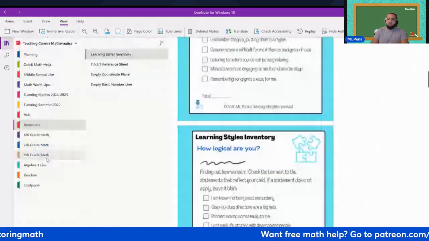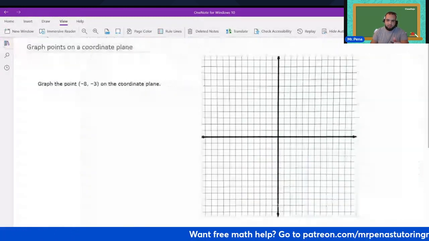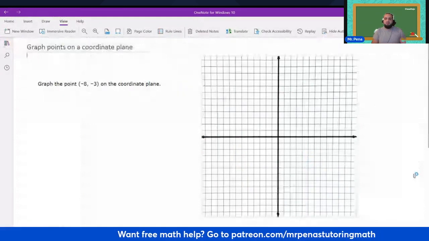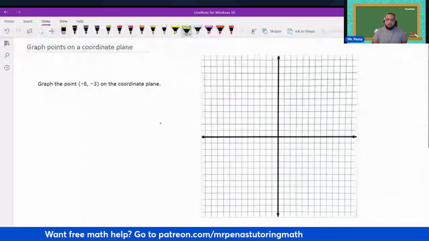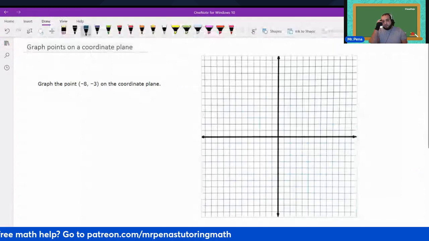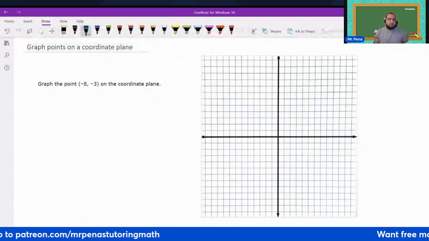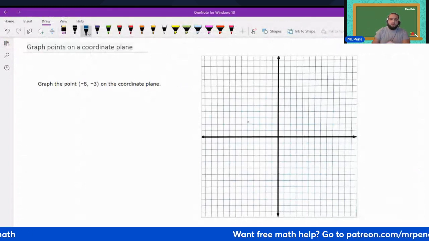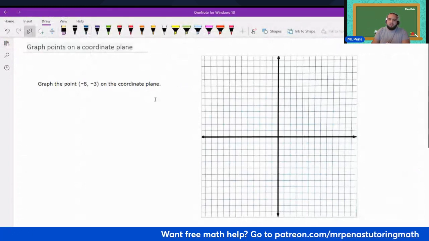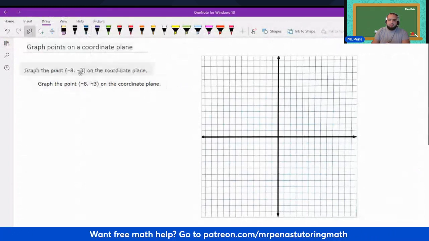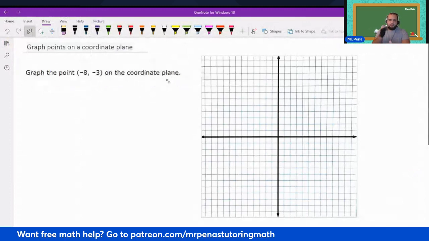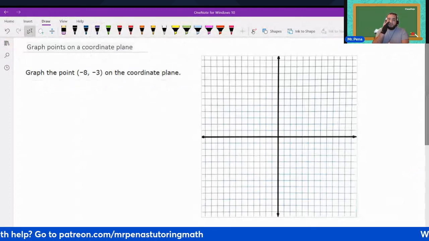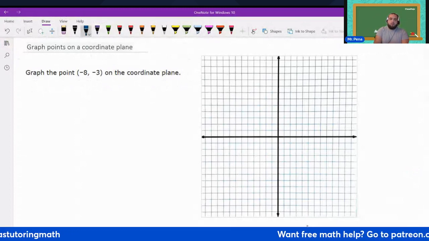Graphing points on a coordinate plane. As you can see the coordinate plane on the screen, you can download your own PDF version for free in the Patreon. It should be in the collections section, so just let me know if you have any issues finding that. So we have -8 and -3.